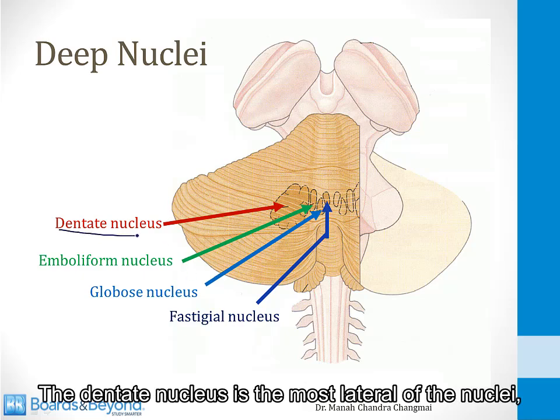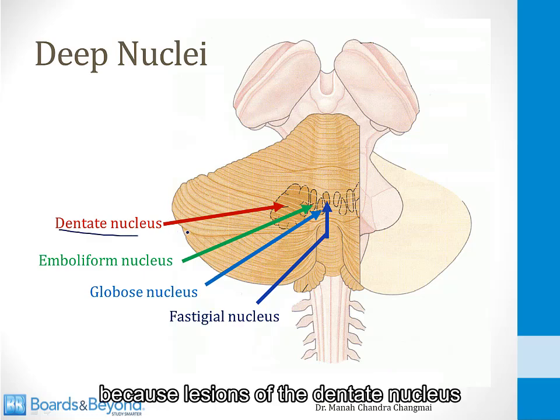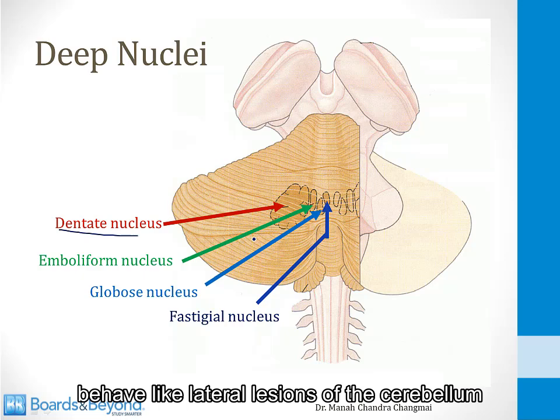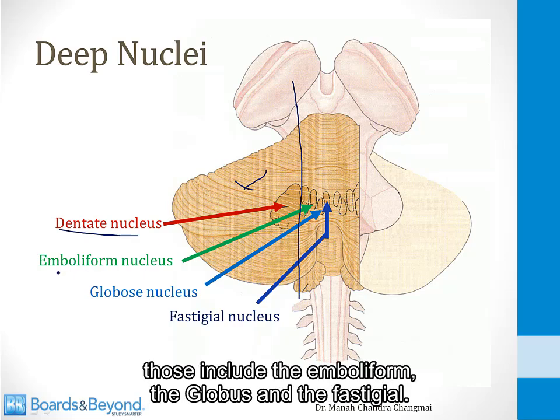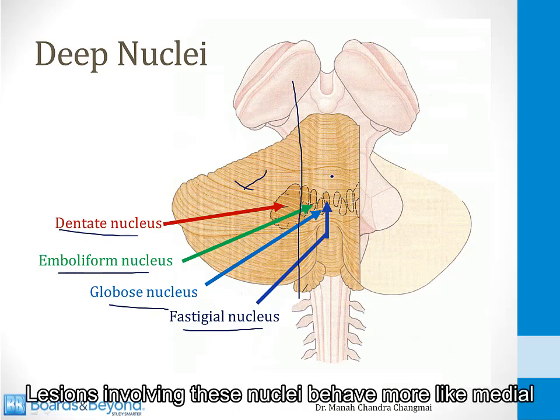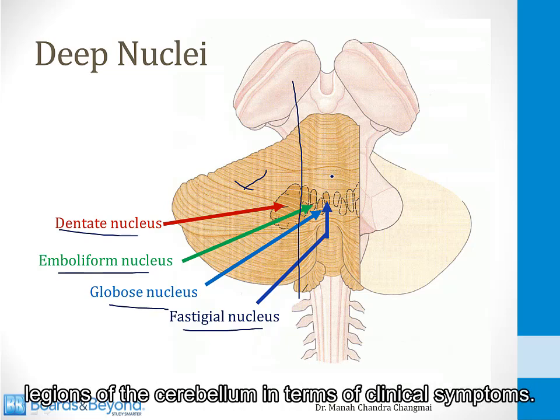The dentate nucleus is the most lateral of the nuclei, and that's going to be important later clinically because lesions of the dentate nucleus behave like lateral lesions of the cerebellum involving the hemispheres. The other nuclei are more medial. Those include the emboliform, the globose, and the fastigial. Lesions involving these nuclei behave more like medial lesions of the cerebellum in terms of clinical symptoms.